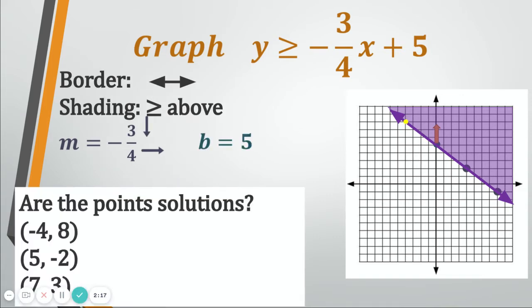So the first point is negative 4, 8. At negative 4, 8, which is the yellow dot, since it is on a solid line, it is a solution. 5, negative 2 is the green dot, and that is not in the shaded region, so that is not a solution. My last point is 7, 3, which is the blue dot. Since that is in the shaded region, that is a solution.